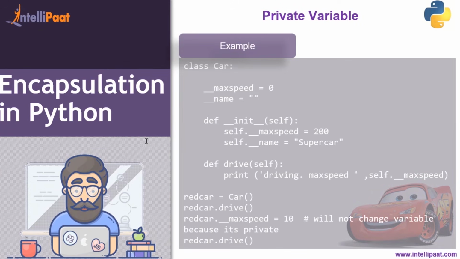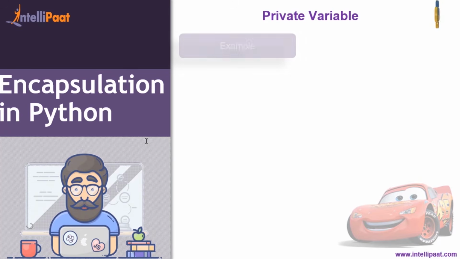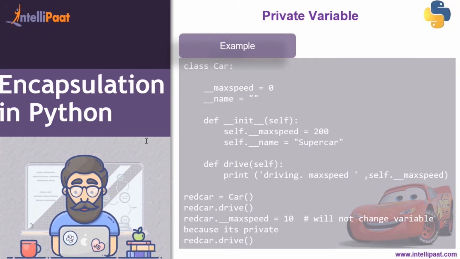Next we have the private variable. Again, same as a private method, a private variable cannot be accessed or changed from outside because it's private. What we have here is _max speed equals 0 and _name equal to an empty string. So we are initializing two private variables over here, max speed and name. In the init method, we are defining max speed as 200 and the name as supercar.